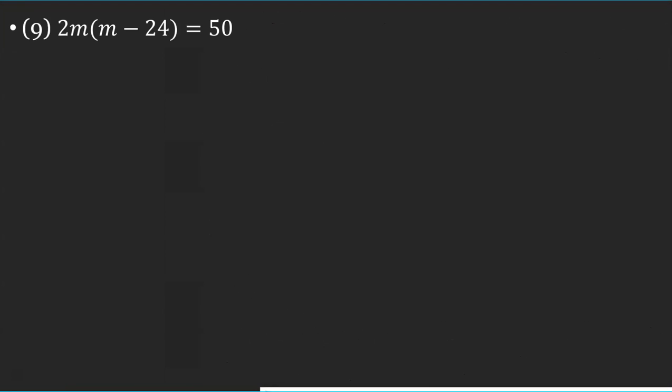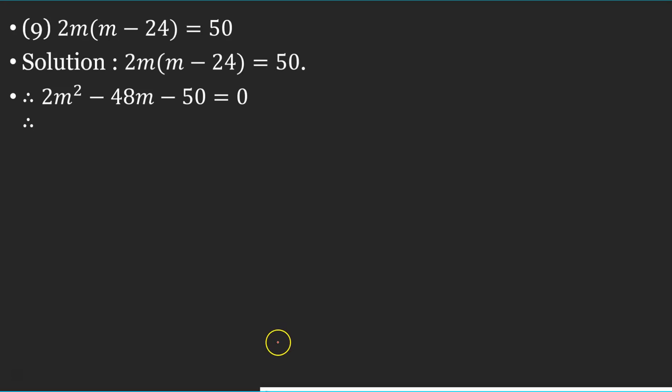Next is 2m in bracket m minus 24, that's equal to 50. Simplify this equation. Here 2m into m is 2m square, 2m into minus 24 is minus 48m, and minus 50 goes to the left side. Then again divide the whole expression by 2. If we divide by 2, we get m square minus 24m minus 25, and that's equal to 0.